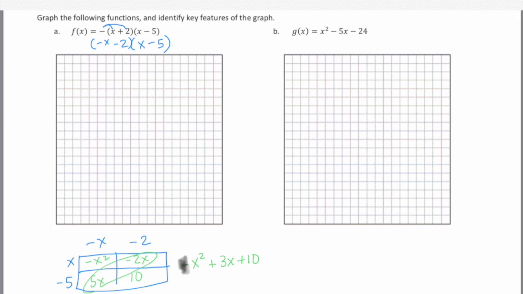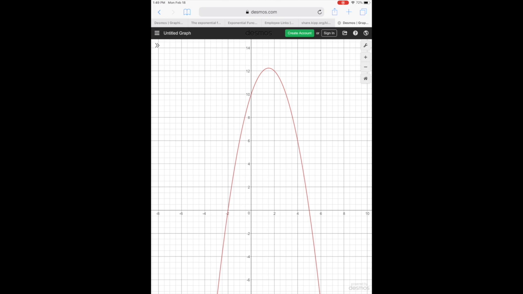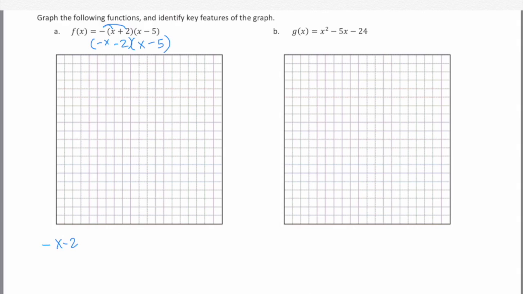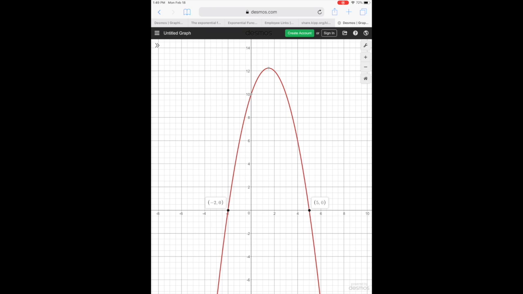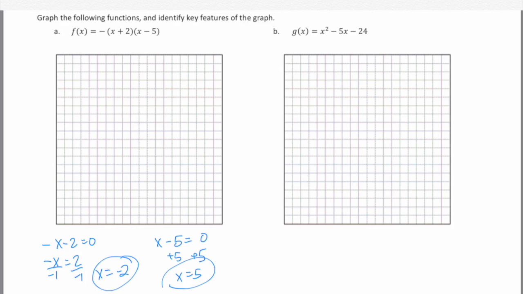So what I'm doing now is I'm checking my answers just to make sure that I went ahead and did that correctly. And what you're going to find is once we have this set to 0, your intercepts are going to actually be accurate if you distribute that negative. So I went ahead and graphed this on Desmos just to make sure my intercepts are -2 and 5. And there they are. It's always good to check your answer while you're doing it.